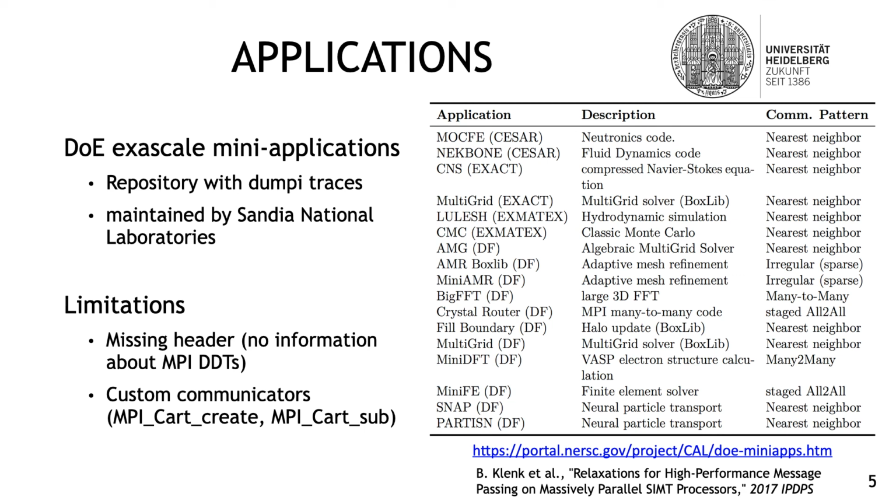However, there are some limitations in these traces. The first one is the usage of user-defined data types. Usually in the here used DUMPI trace format, information about the size of these data types are stored in header files, which are missing in this repository.